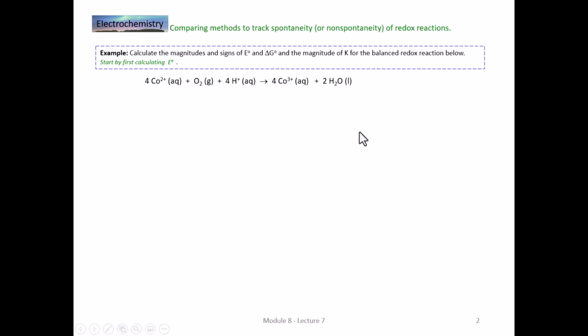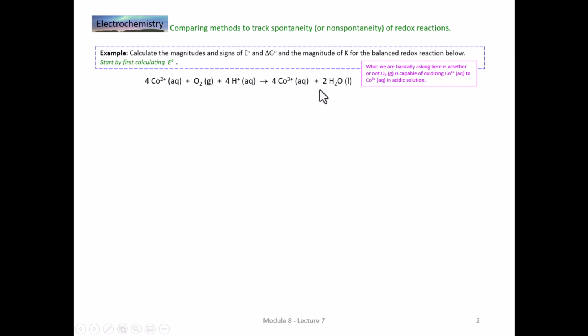Well, let's look at this reaction here, which is a redox reaction that involves the oxidation of cobalt-2 to cobalt-3 by oxygen in an acidic environment. What the question asks us to do is to calculate the magnitudes and signs of the standard potential E0, the free energy change, and the magnitude of the equilibrium constant for this reaction.